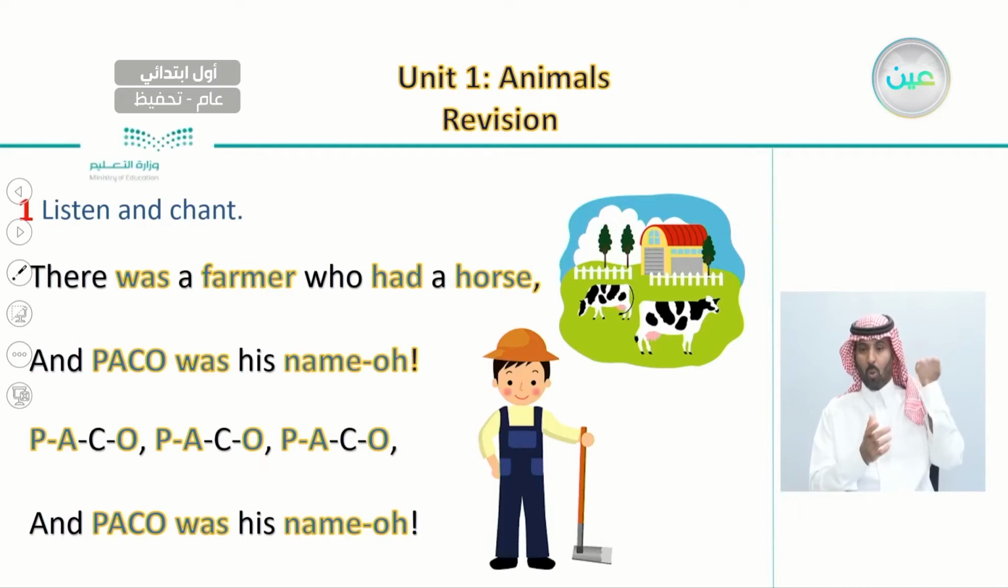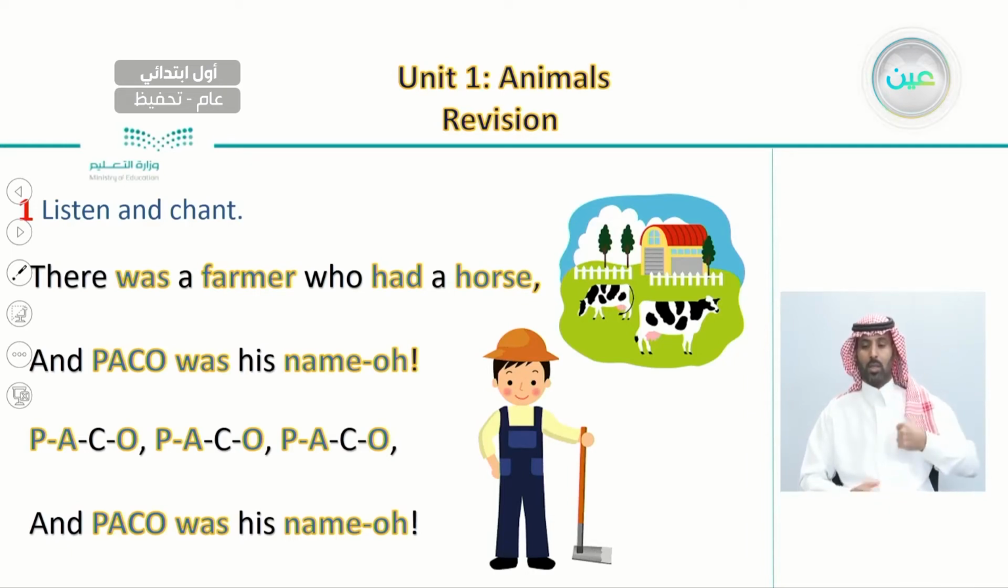There was a farmer who had a horse, and Paco was his name. P-A-C-O, P-A-C-O, P-A-C-O, and Paco was his name.